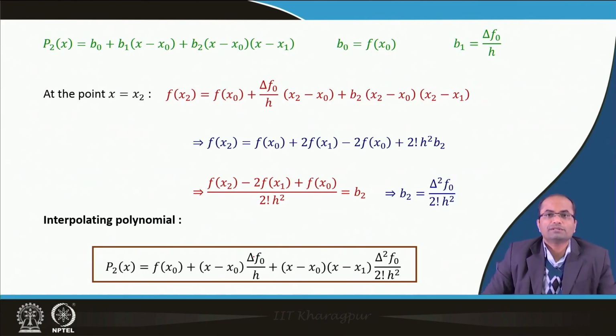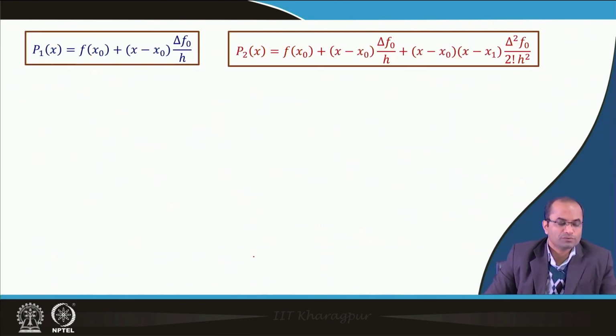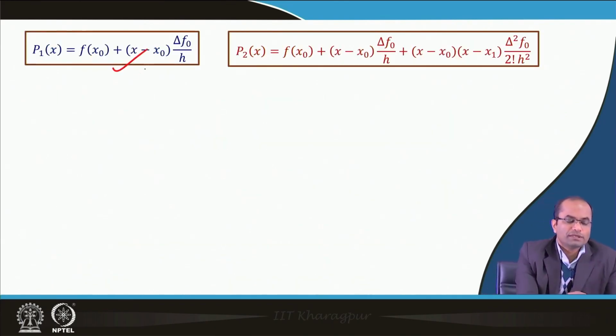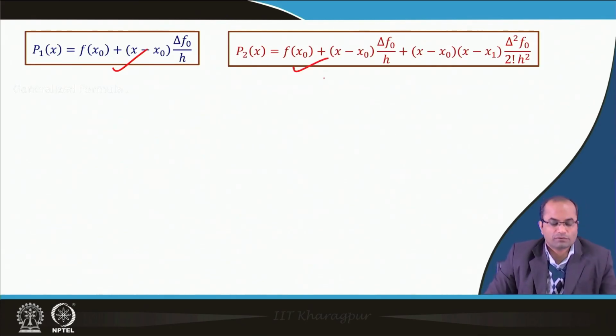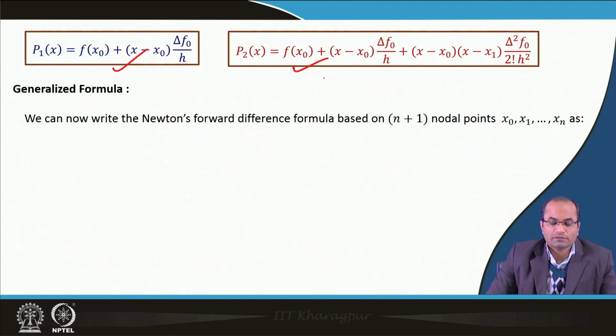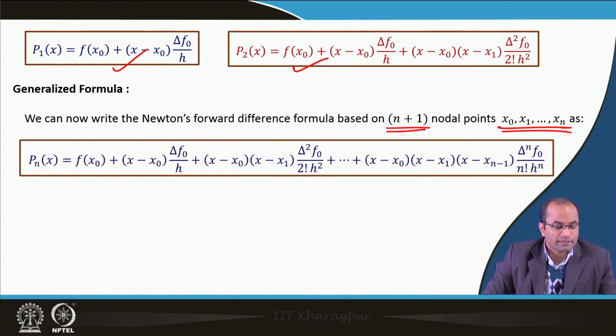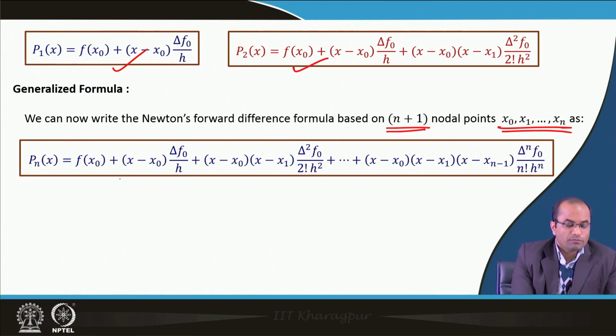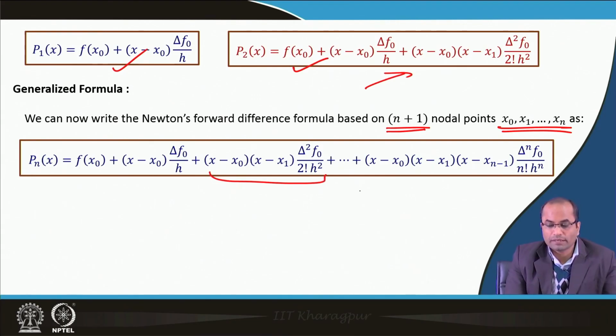We can continue this derivation for the 4 points, 5 points, or in general we can write down. So if 2 points are given, we have the first order polynomial. If 3 points are given, we have second order polynomial. And the general formula, if there are n plus 1 distinct nodal points given, then we can have this nth degree polynomial, where the formula one can see is just the extension of what we have derived. This is the second order term, and we will continue with this.